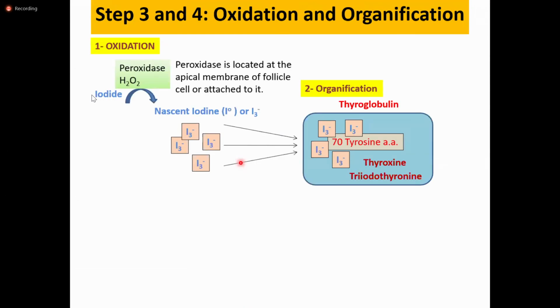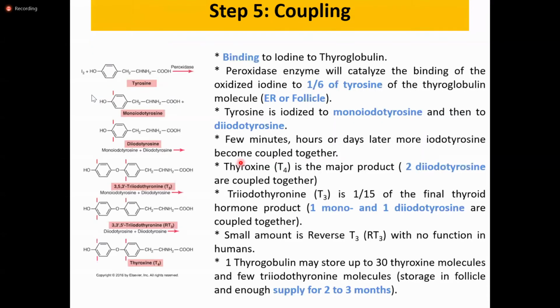Okay, the next step, which happens at the apical part of the follicle cells, is oxidation. So we have the thyroid peroxidase, which oxidizes the nascent iodide to iodine. And then thyroid peroxidase also does organification, which means it adds iodine to the tyrosine molecule, giving rise to monoiodotyrosine and diiodotyrosine. And these are then coupled, as the coupling reaction is going to happen, giving rise to T3 and T4.